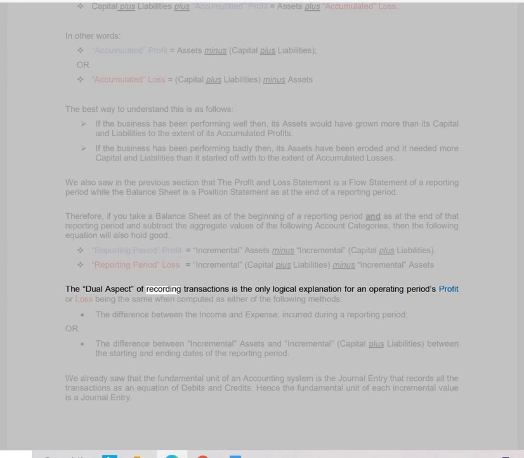The dual aspect of recording transactions is the only logical explanation for an operating period's profit or loss being the same when computed as either of the following methods: the difference between the income and expense incurred during a reporting period, or the difference between incremental assets and incremental capital plus liabilities between the starting and ending dates of the reporting period. We already saw that the fundamental unit of an accounting system is the journal entry that records all the transactions as an equation of debits and credits. Hence the fundamental unit of each incremental value is a journal entry.